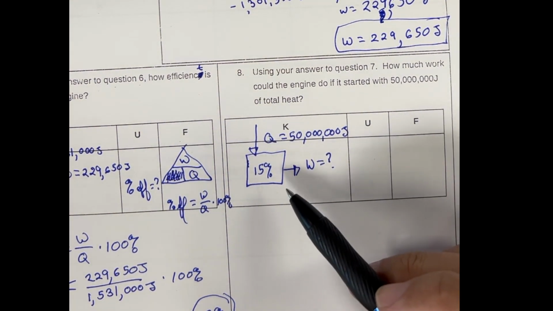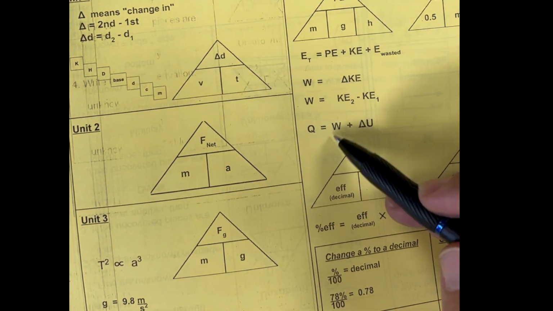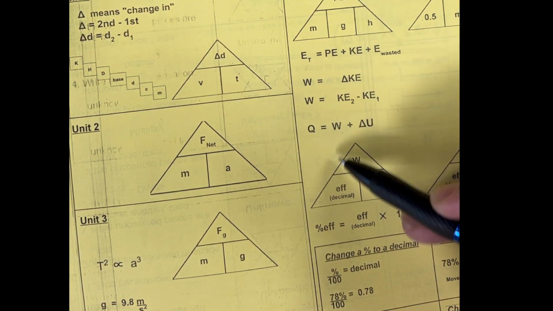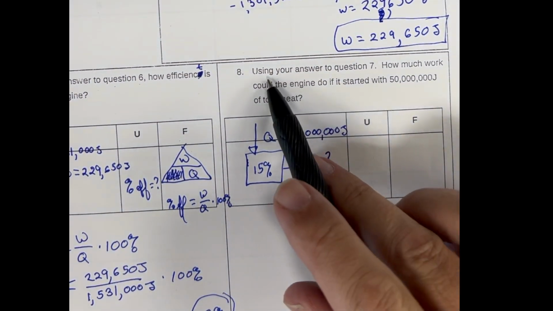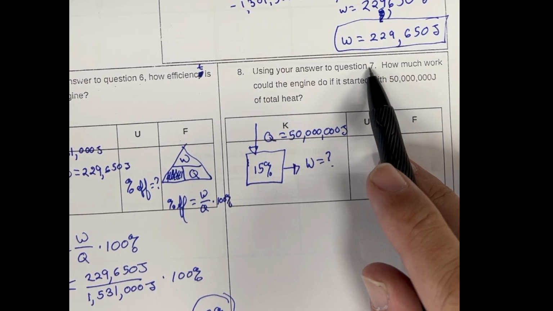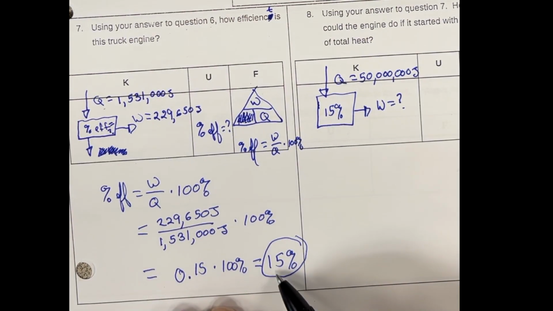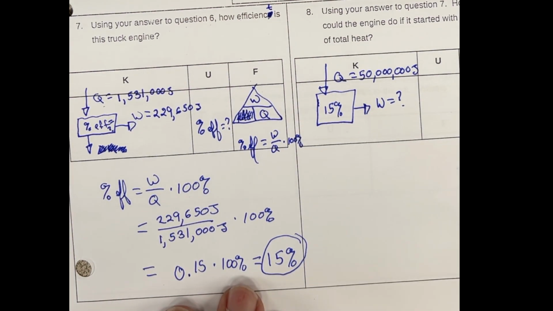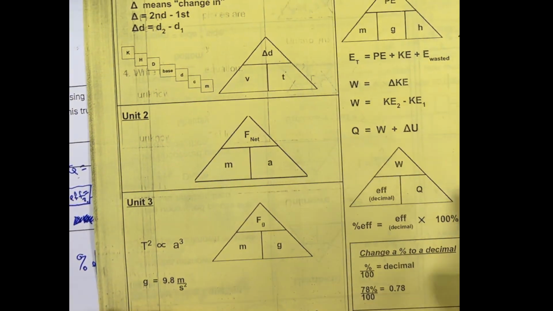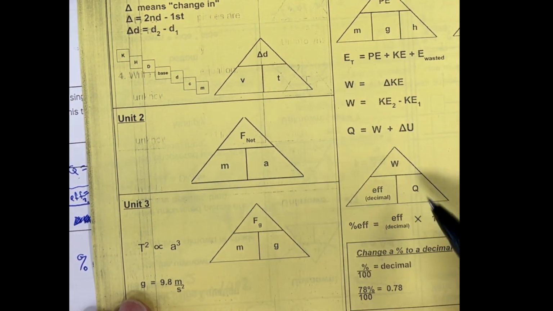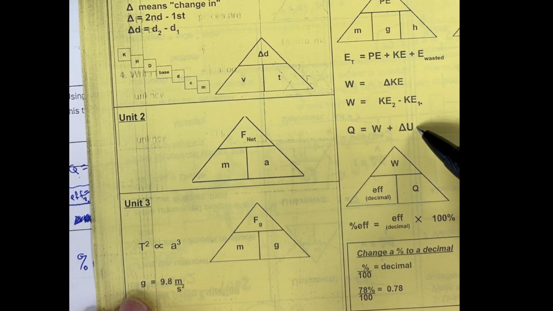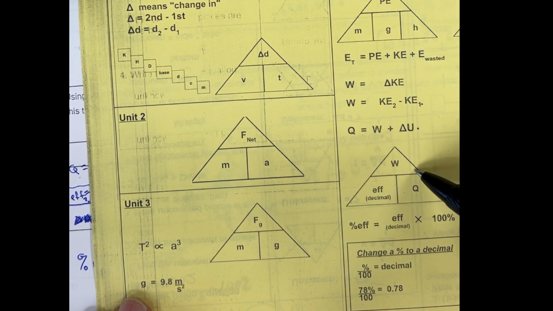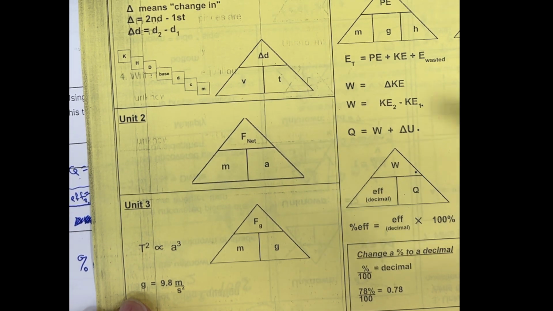Now, why did I choose this equation for work and not one of the other equations where we have worked with work? Because it literally says, use your answer to question 7. What was the answer to question 7? 15%. So which triangle uses percentages? Does that one use percentages? No. Does that one use percentages? No. Does this one? Yes, so we're going to use that triangle.